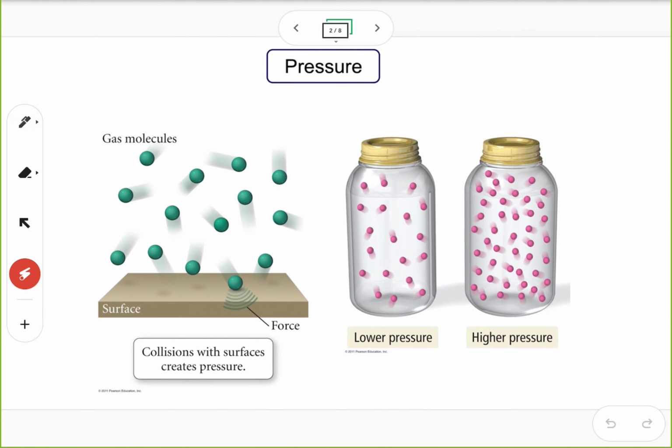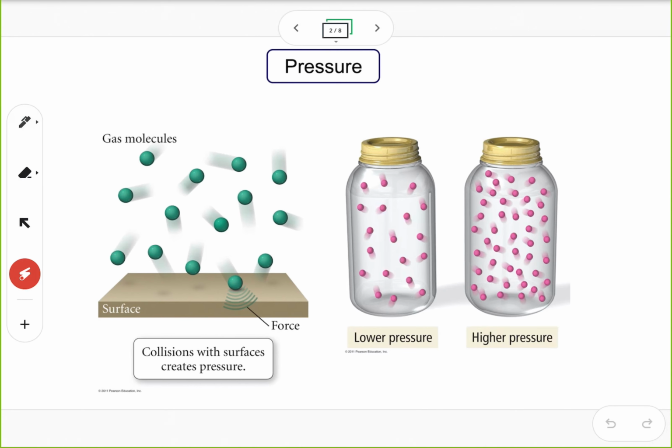We hear about the pressure of the air, the pressure of gas all the time, but where does that pressure come from? Well, here is the thing. It's very simple. It's just the collision force caused by the gas molecules when gas molecules hit a surface. So this picture shows you a gas molecule hitting the surface. That force generates a pressure.